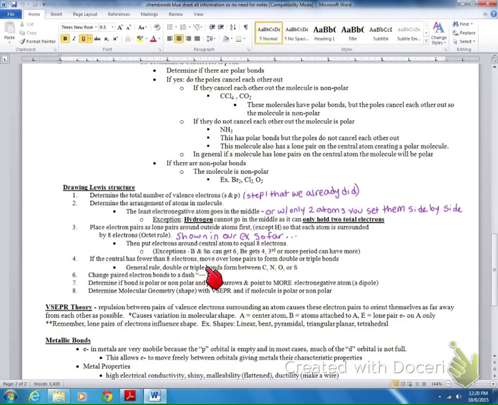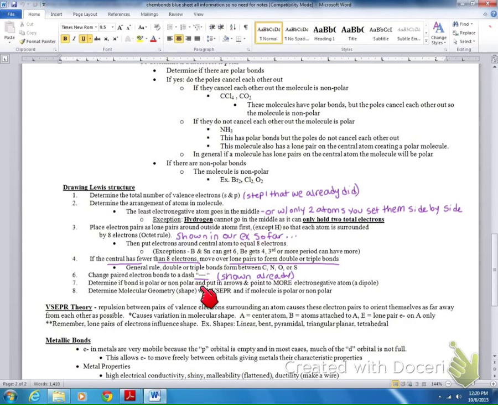In general, a double or triple bond forms between carbon, nitrogen, oxygen, or sulfur, so keep your eye out for those. We've talked about this already, but we're always going to change paired electrons from bonds to a dash, so instead of 2 dots we would draw a dash if you're showing that those electrons are shared between atoms. To determine if the bond is polar or nonpolar, and to put arrows, is going to be the next step, and remember you're going to put your arrow towards the more electronegative atom. And then our last thing is going to be to determine molecular geometry.